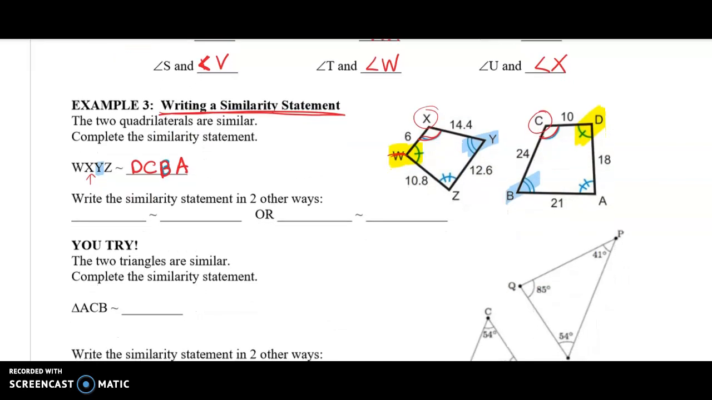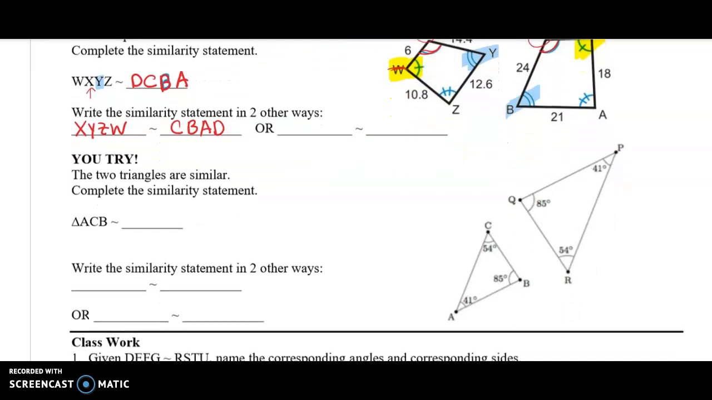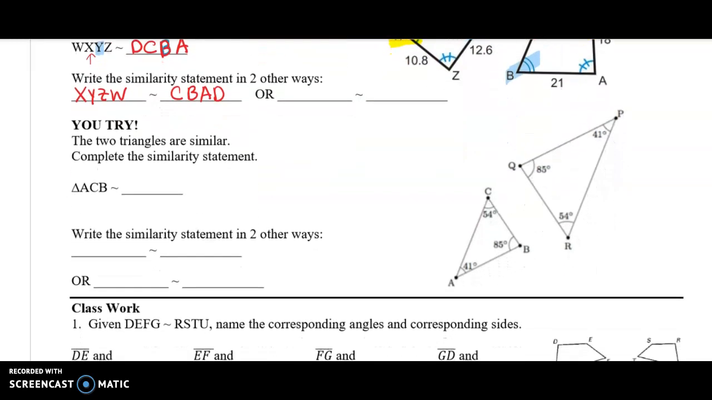So they said write the similarity statement in two other ways. That just means if you move around the first statement and we say now X, Y, Z, W, we just need to continue to match those values. So X still goes with C, Y still goes with B, Z still goes with A, and now W is at the end, so D is at the end. So you could just write one other similarity statement here, so you can go ahead and try that and make sure that your letters are still matching. So go ahead and try the U try as well.